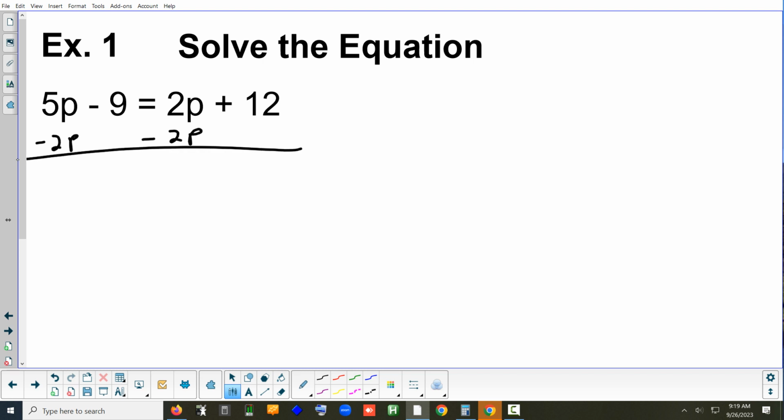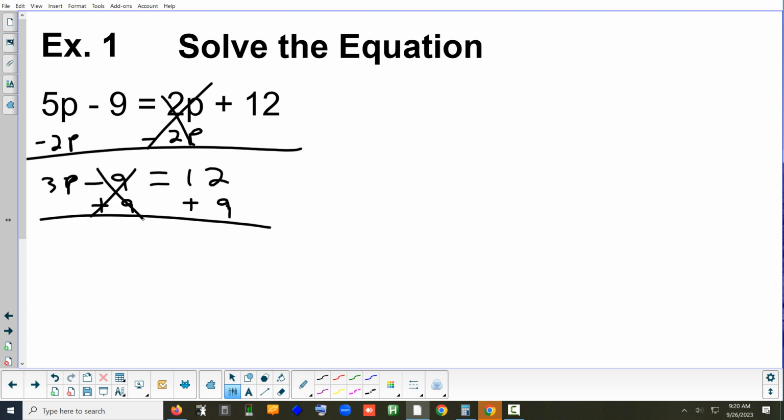And when you do that, what's 2p take away 2p? 0. Yeah, that's gone. Okay, so all we have on this side is 12. And then what about on the left side? 3p minus 9. And then what I did was plus 9. Okay, so then we still have more adding or subtracting. You usually have that step a couple times when you have variables on both sides. So you add the 9 to both sides.